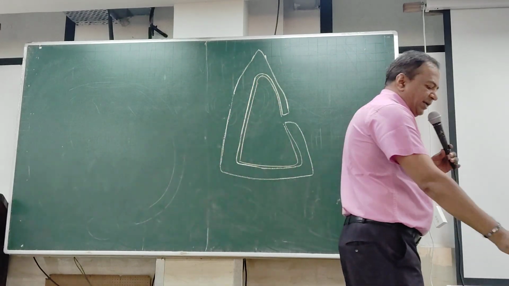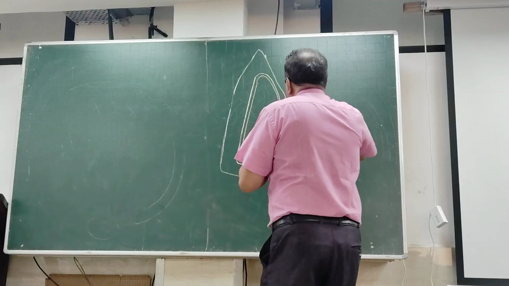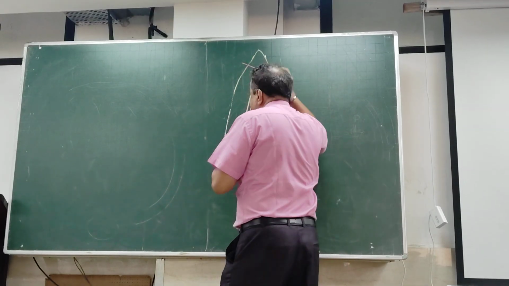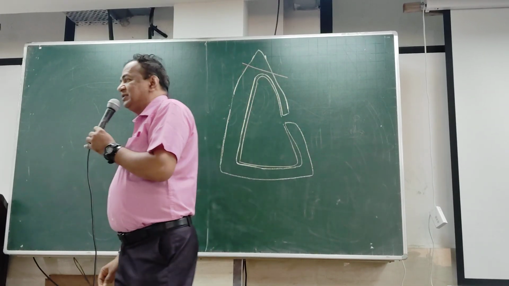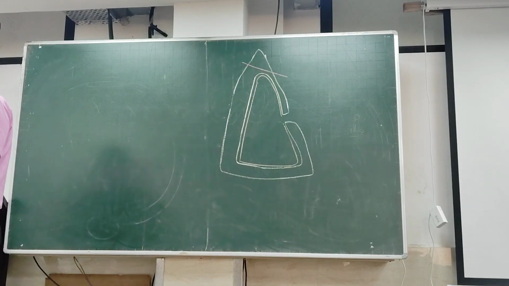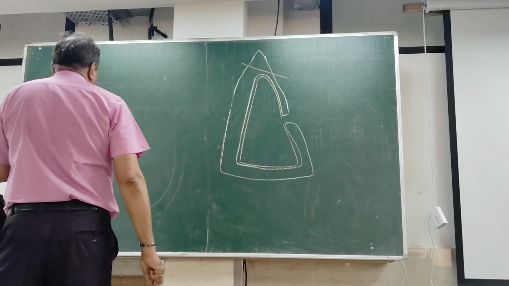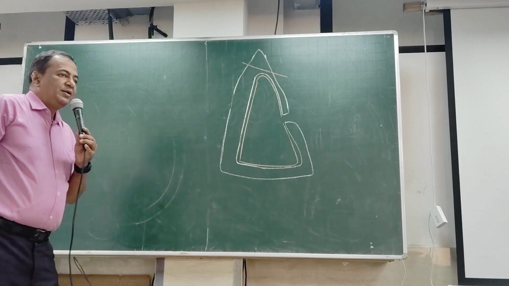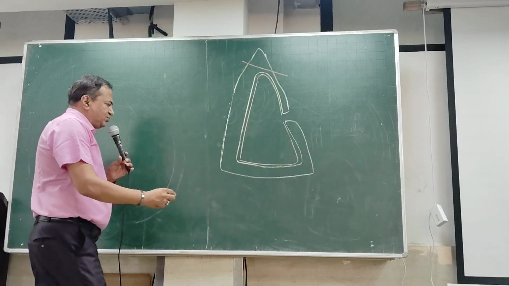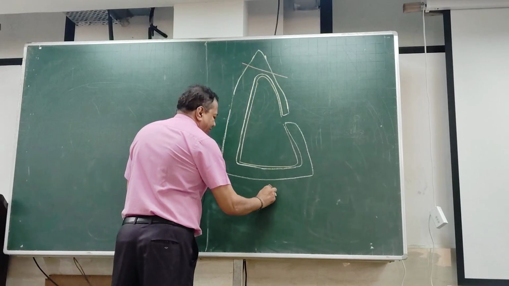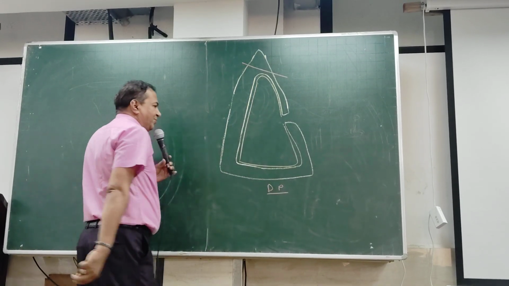The part of the parietal pleura which goes above the clavicle is cervical pleura. The part which is attached to the diaphragm is diaphragmatic pleura. DP. What is DP?